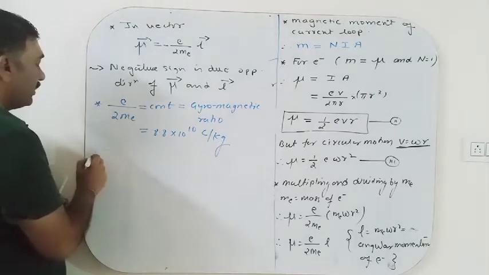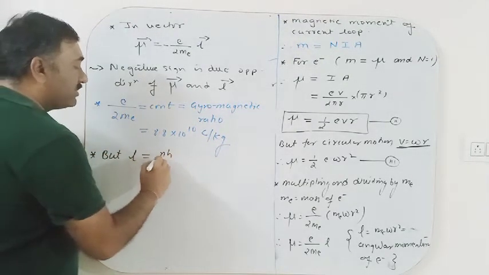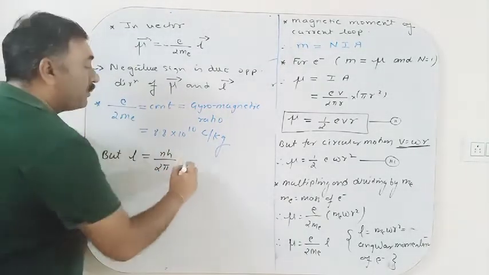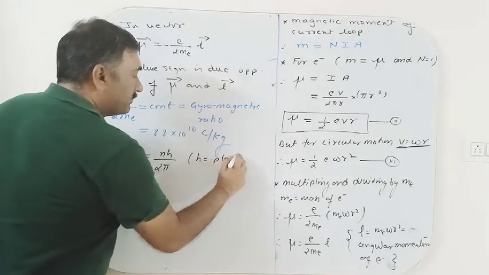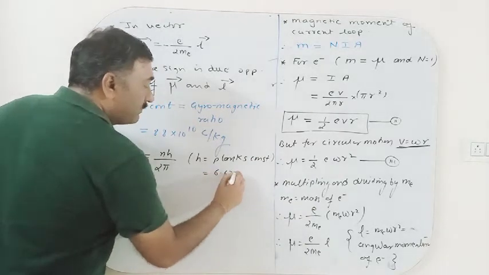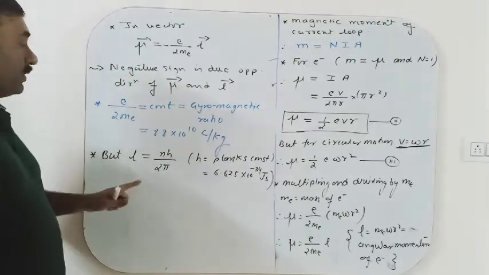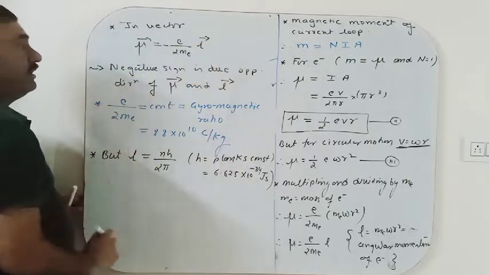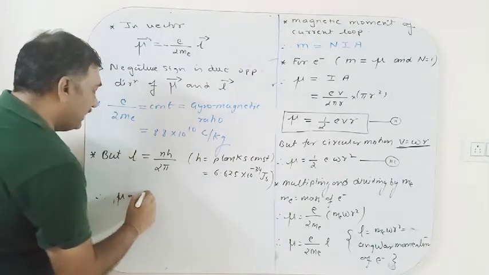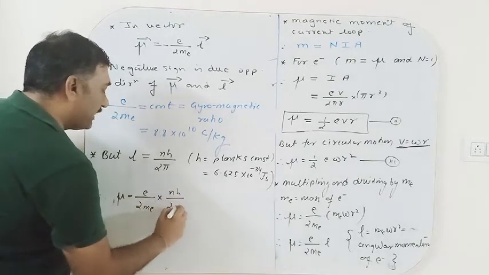But in chemistry you have already studied that angular momentum L is equal to NH divided by 2 pi, where H is the Planck's constant, and the value of the Planck's constant is 6.625 into 10 raised to power minus 34 joule second. So when you substitute this in place of L, we get mu is equal to E divided by 2me into NH divided by 2 pi.